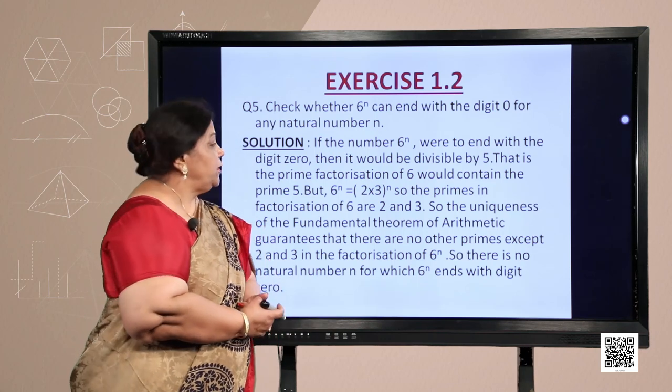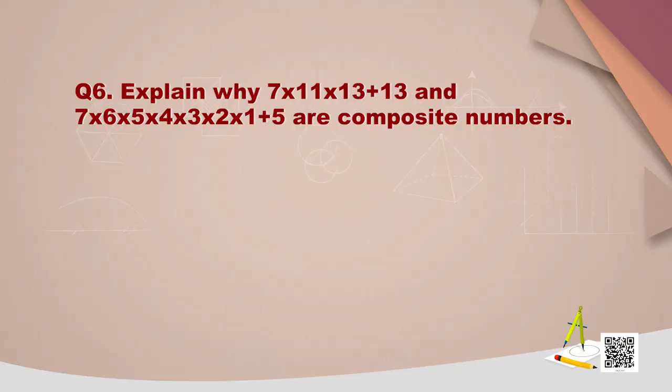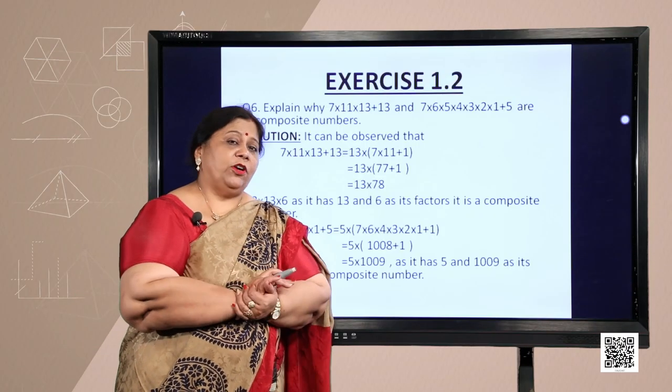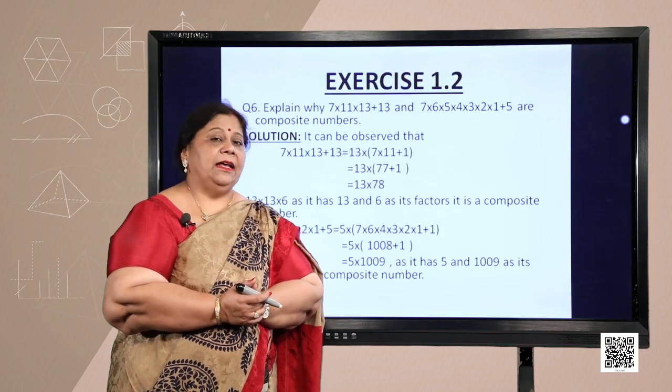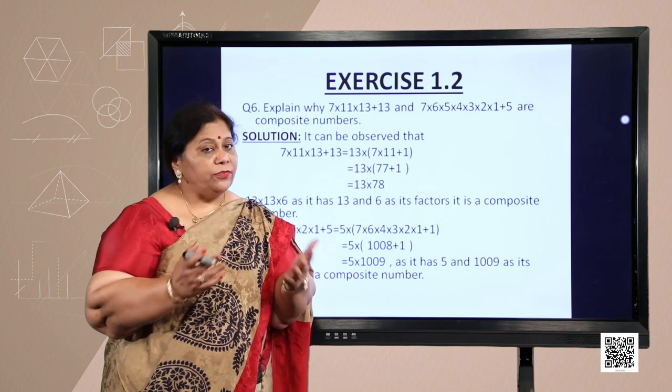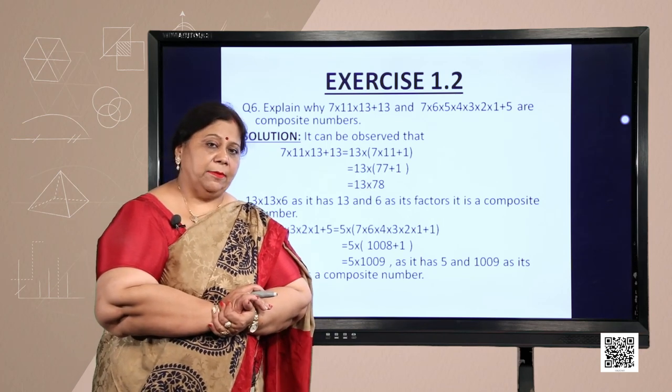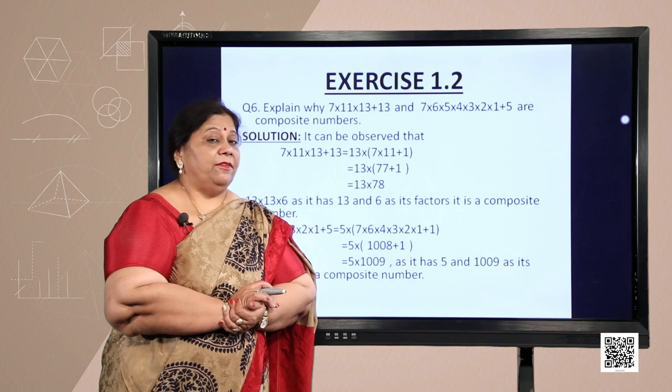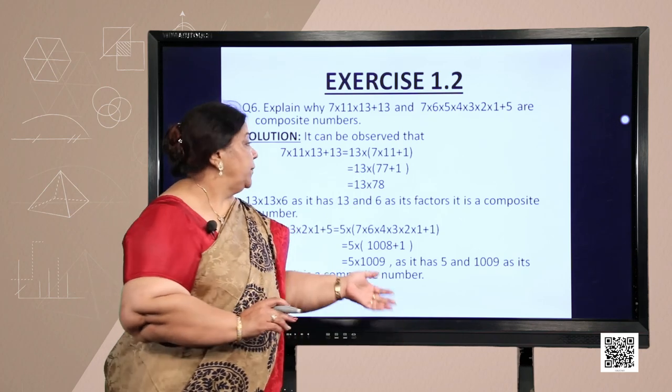Now, let us look into the next question. The question is, explain why 7 into 11 into 13 plus 13 and 7 into 6 into 5 into 4 into 3 into 2 into 1 plus 5 are composite numbers. Let us just recollect, what are composite numbers? Numbers having more than two factors are known as composite numbers. Let us see why they are composite numbers here.